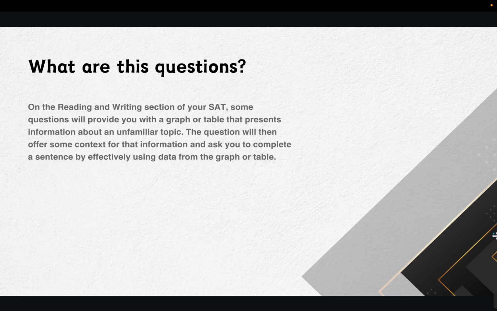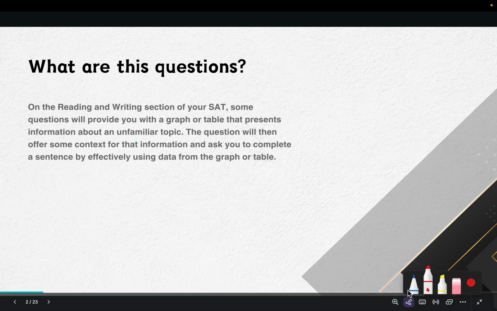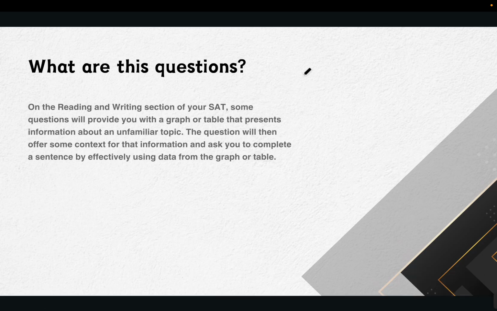First of all, what are these questions? It might sound very complex, but believe me, it is one of the simplest questions on the SAT reading and writing section. Let's first understand what these questions are. Just as I said, no need to be scared, no need to be afraid. These are the simplest type of questions.